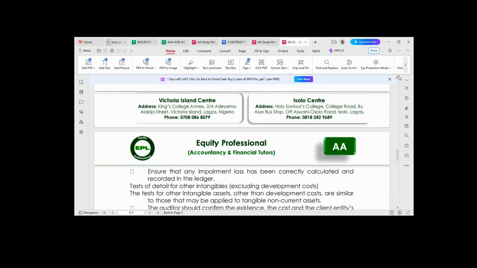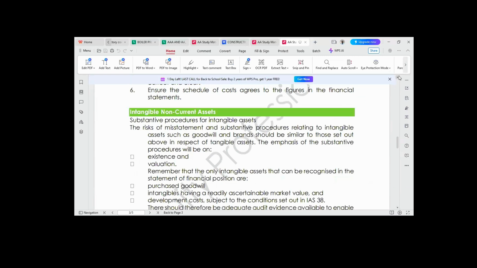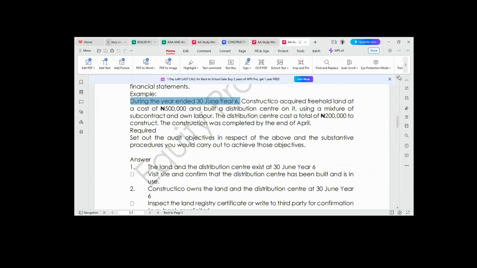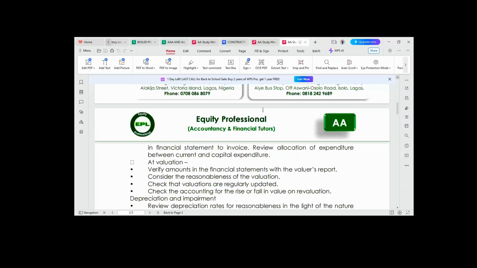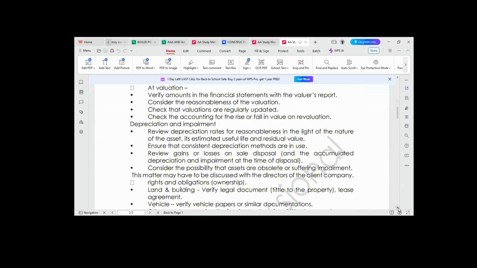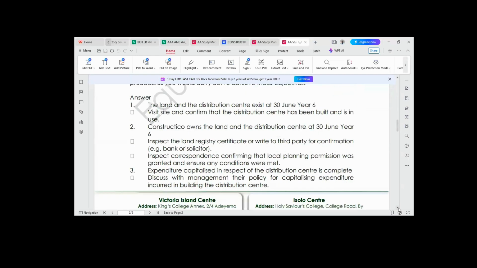That is, let me explain. So let's go up. All what we discuss here from this point, all this one, completeness, valuation, all this one that we discuss. I'm just showing you so that you understand what I'm saying. Depreciation and impairment. All of these, as we discuss it here, is also applicable to other intangible assets, excluding development cost. Okay, excluding what? Development cost.